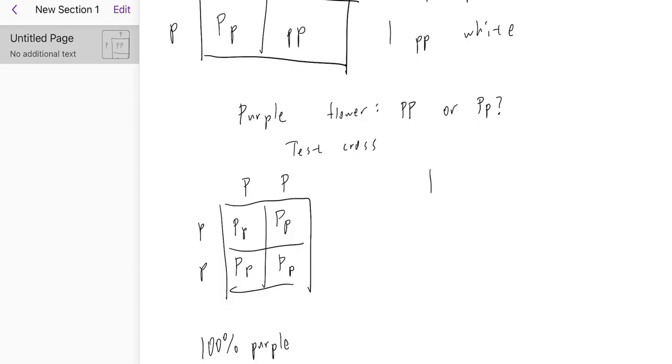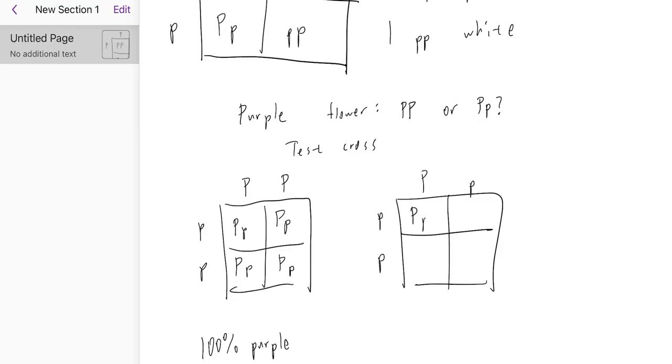But if it were a heterozygote that was purple, that had a purple phenotype, then what would happen is you would see a 50% to 50% ratio of purple to white flowers, and then from that you'd be able to deduce that our initial purple flower was a heterozygote.